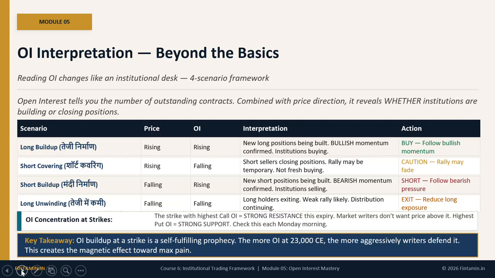Check these every evening on the NSE option chain website. The change in OI column, not absolute OI, is what matters. Velocity of OI change is more important than the absolute number. The OI interpretation table is also available in the course number 6 PPT on slide 21 with your specific action guidance for each scenario.